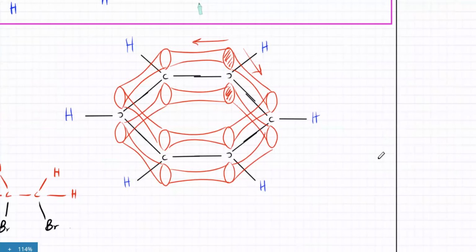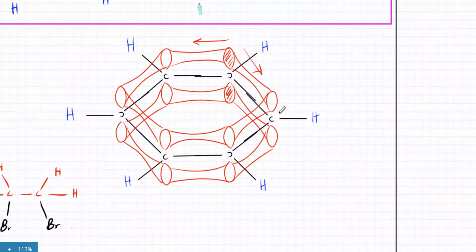Let's focus on this one. Carbon is still sp2 hybridized. If you focus on this carbon atom, it's making three normal bonds, and the fourth electron is not doing anything. This carbon atom is making three sigma bonds with three atoms in a fan-shaped manner, and the fourth electron is not doing anything. So each carbon atom is sp2. This one also has three bonds, while the fourth electron is not doing anything.